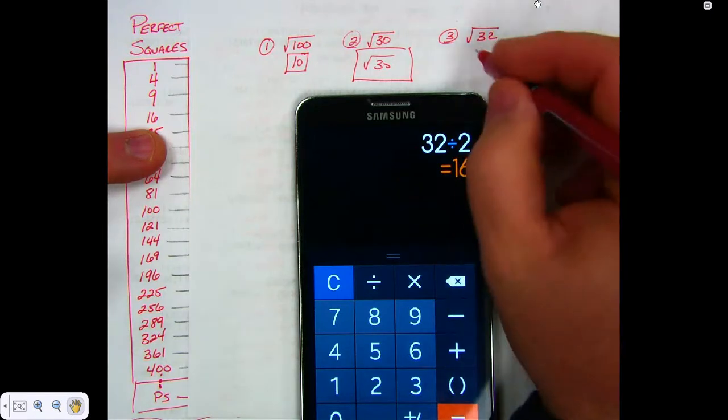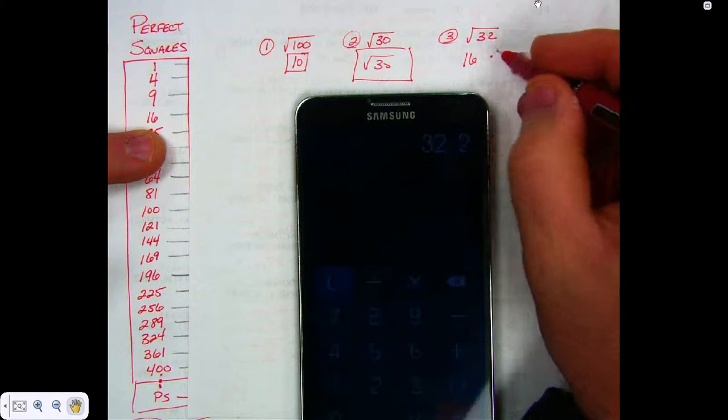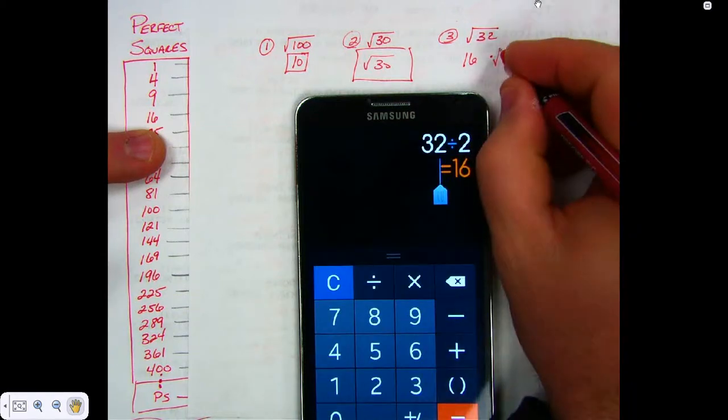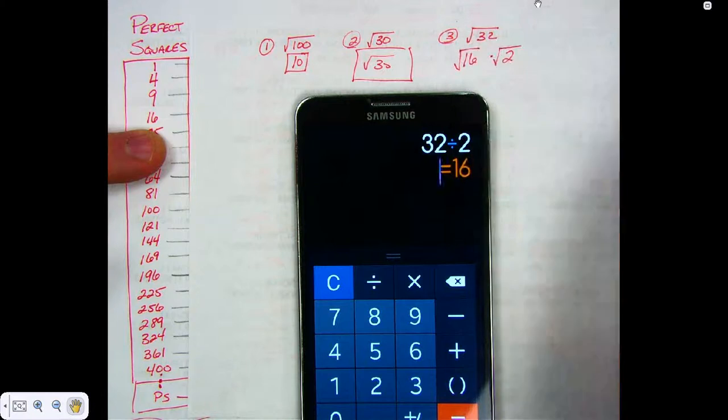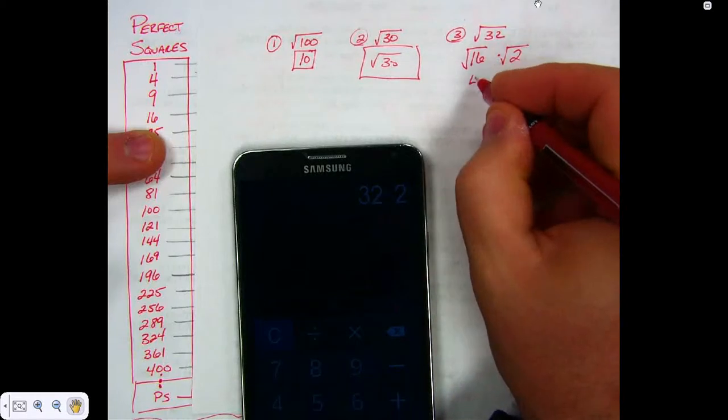So 16 times something is 32. 16 times what? But they both have to be under their own separate square root sign. Of course, I'm going to expect you to put this on your papers. So what is the square root of 16? Do you see how this comes out of the square root?